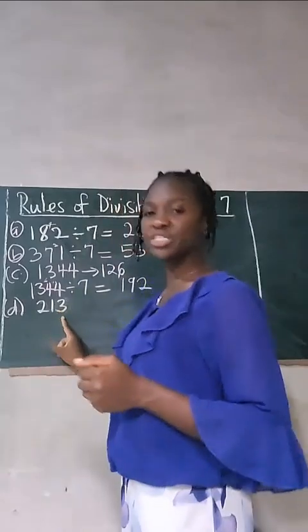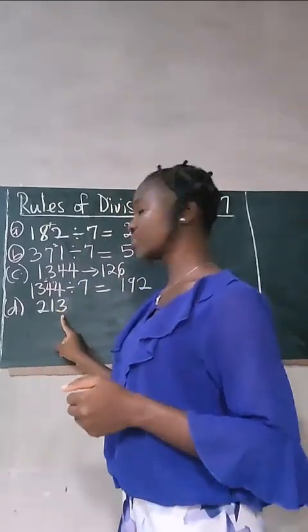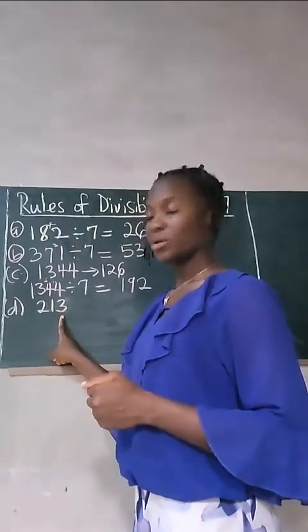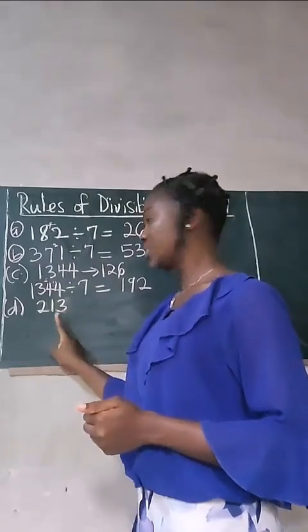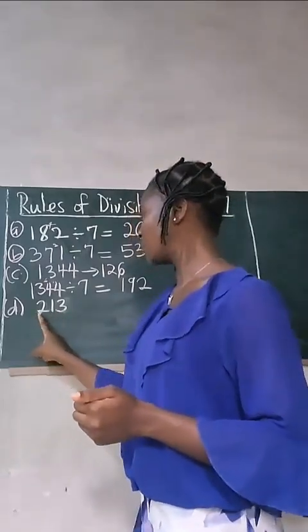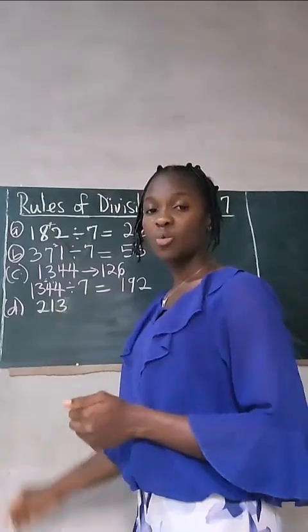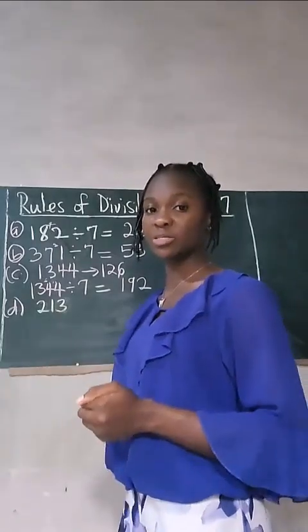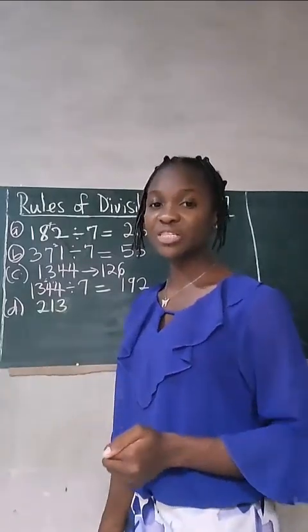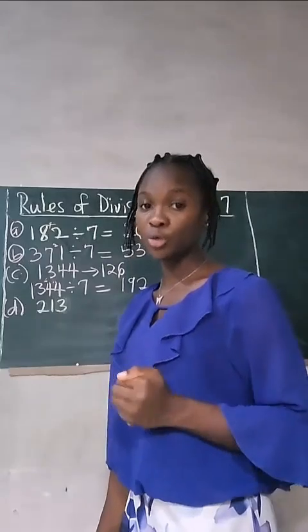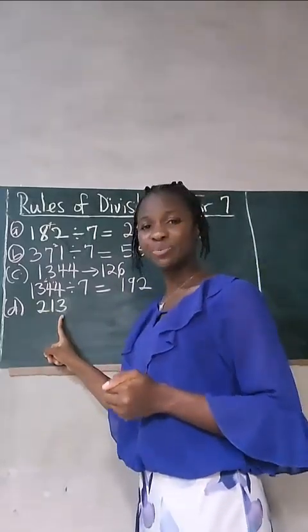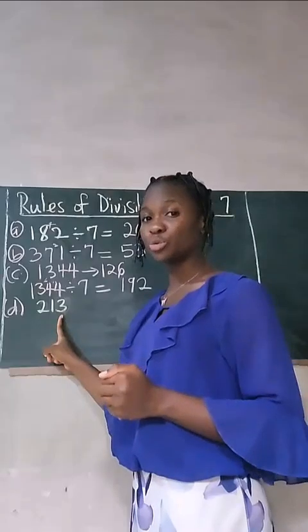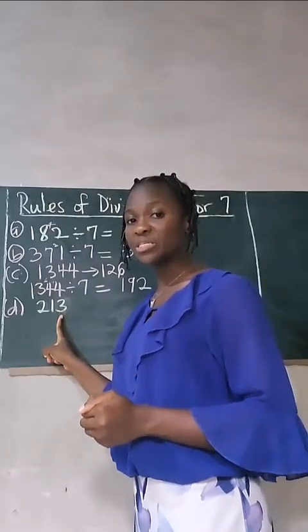Now, the last digit of this number is 3. So let's double 3. 2 times 3, that's 6. The remaining digits here are 21. You have 21 minus 6. What's 21 minus 6? That's 15. Is 15 divisible by 7? No. So that implies that 213 will not be divisible by 7, according to the rule of divisibility for 7.